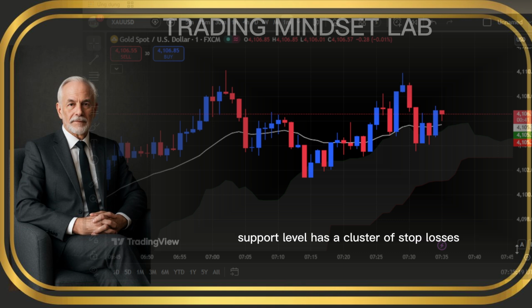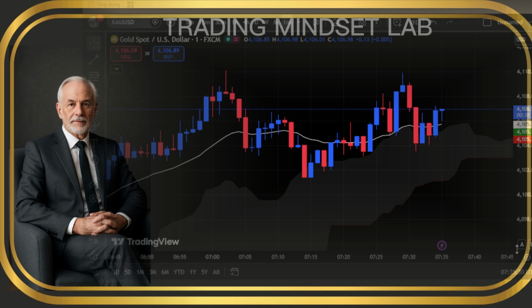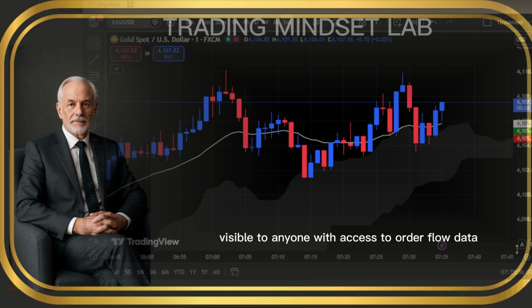Every obvious support level has a cluster of stop losses sitting just beneath it. Every obvious resistance level has a cluster of stop losses sitting just above it, along with a cluster of breakout buy orders. Those clusters are, functionally, pools of liquidity sitting out in the open, visible to anyone with access to order flow data. And institutions are, in the most literal sense, fishing in exactly those pools.